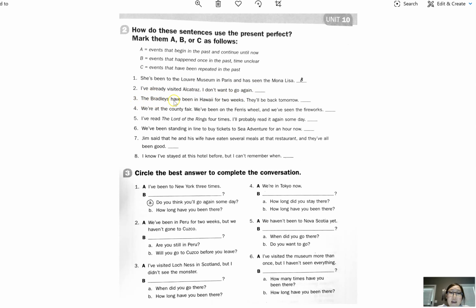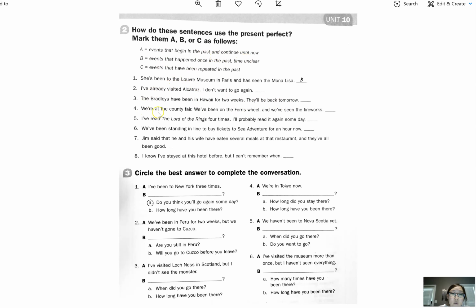The Bradleys have been in Hawaii for 2 weeks. They'll be back tomorrow. For this one, they went to Hawaii 2 weeks ago, and they are still in Hawaii. They'll be back tomorrow. So this one is A, events that begin in the past and continue until now.